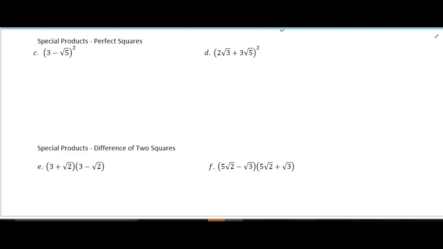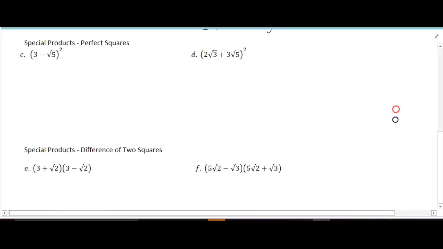Okay, second part of this binomial products video has got to do with special products, perfect squares, and difference of two squares, which you may or may not have touched on in Year 9. Look, there's a special trick to this, which I'm going to show you.